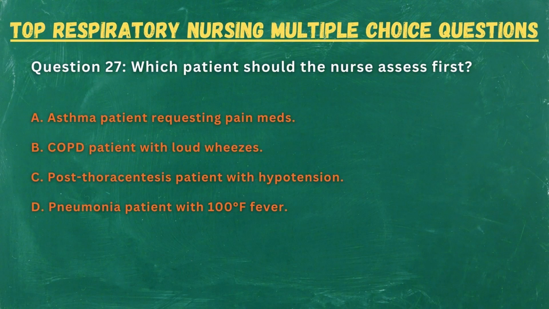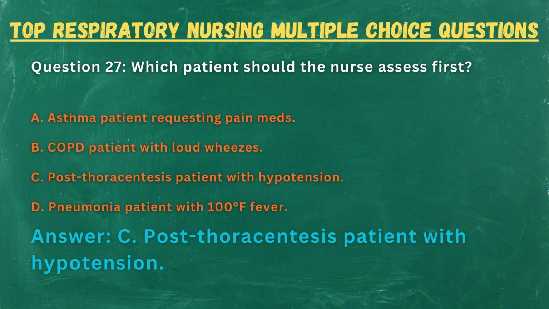Question 27. Which patient should the nurse assess first? A. Asthma patient requesting pain meds. B. COPD patient with loud wheezes. C. Post-thoracentesis patient with hypotension. D. Pneumonia patient with 100 degrees Fahrenheit fever. Answer: C. Post-thoracentesis patient with hypotension.